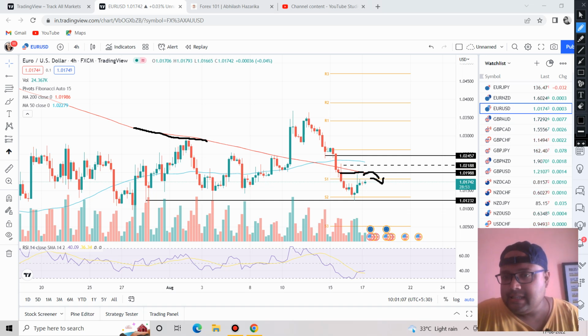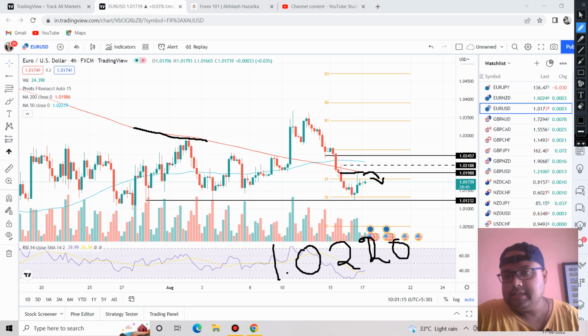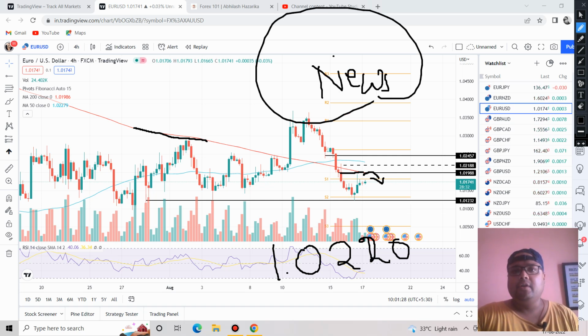The second resistance is at 1.02. This is the second resistance for the market. Again, we have derived the second resistance from the Fibonacci 38.2%. Again, this is also not a very strong level in case of a news market. Okay, in case of a news market, this level will not work.